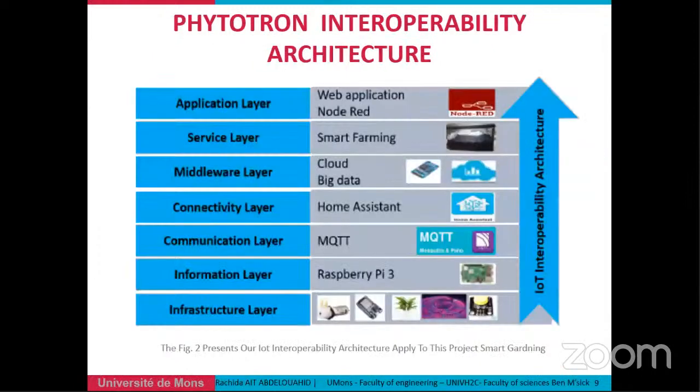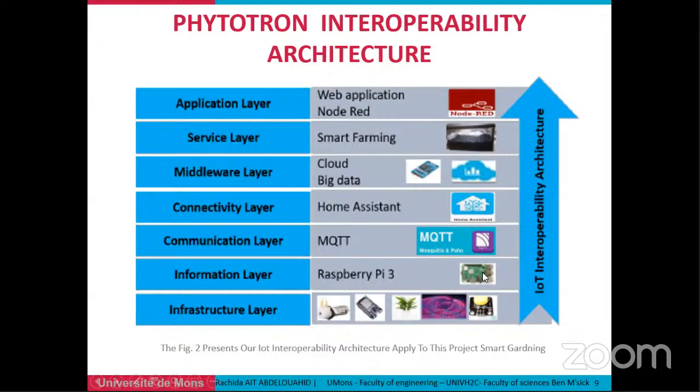This is our physical architecture that is specific to our case of Phytotron. In the infrastructure layer, we have used some materials, sensors for temperature and soil.